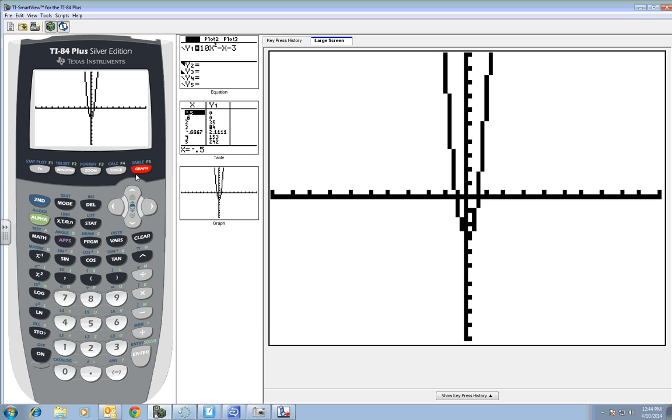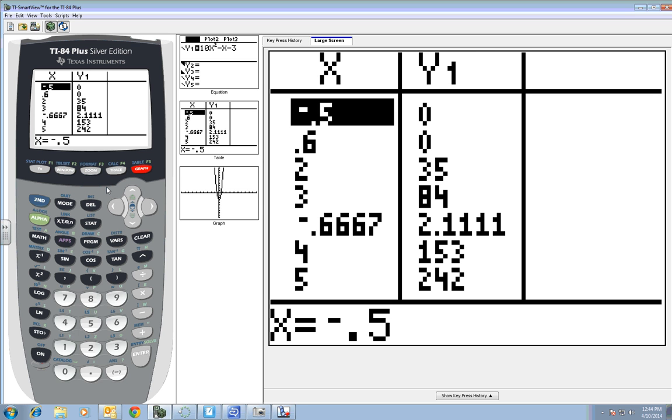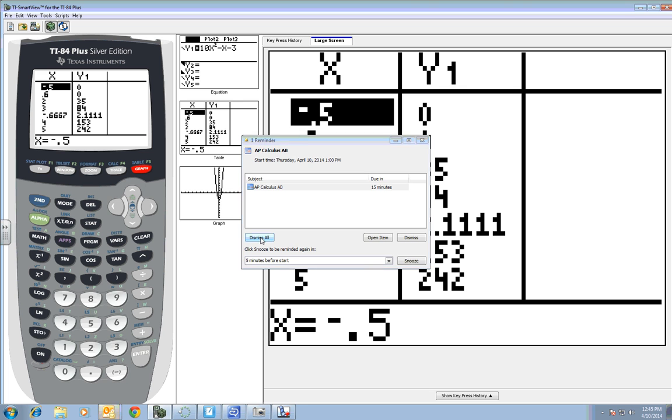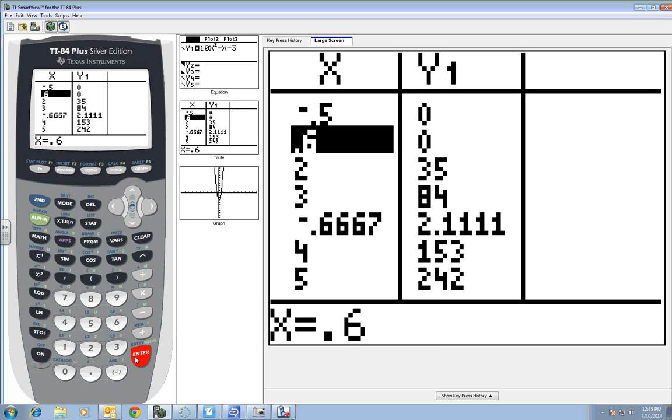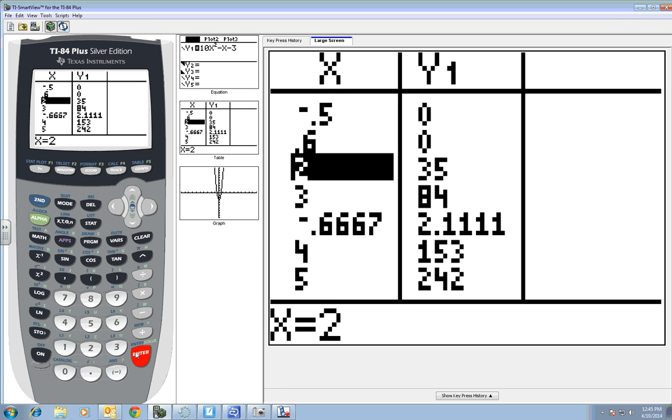So instead of looking at the graph, I can go to my table, second table, and I'm going to just start plugging in A. My first value that they told me was -1/2. So I'm going to type in -1/2, and I should get 0, right, when I plug it in. And I did. What's my next number I'm going to plug in? 3 divided by 5. And I got 0. So does A work? Yep, A works.